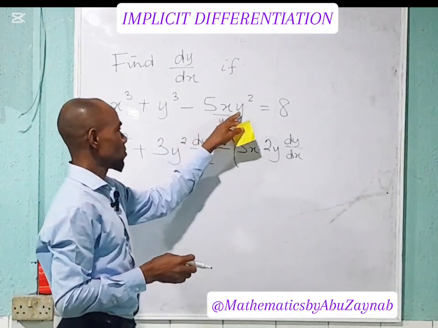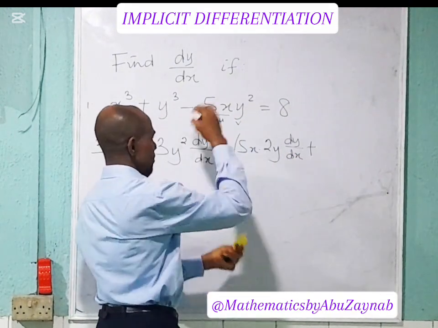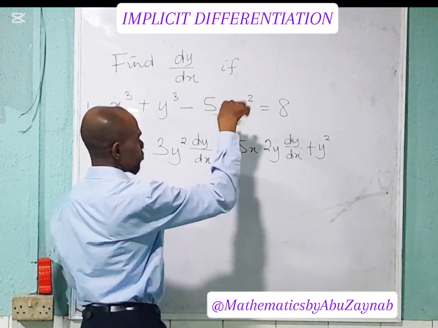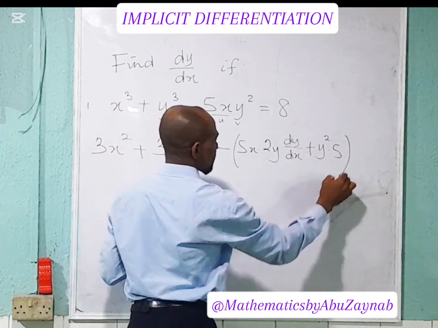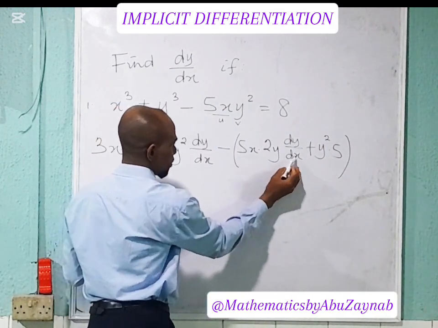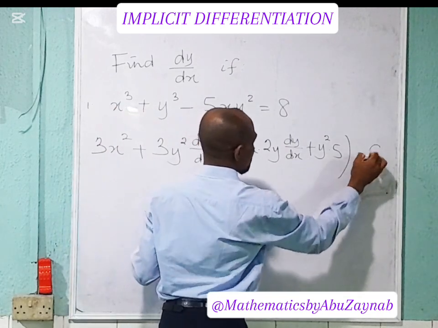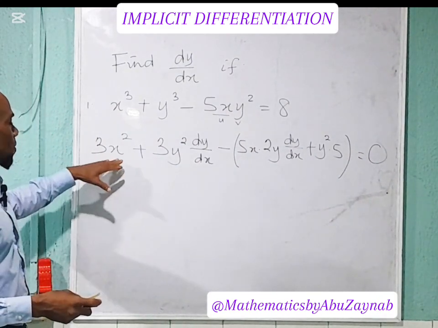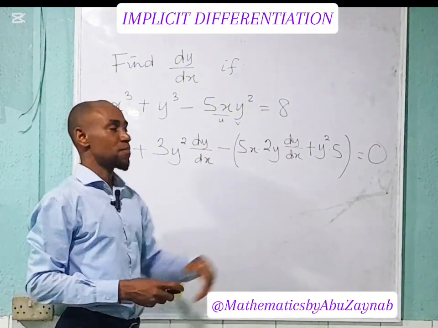This is u dv/dx. Then plus, this time around v is what? y squared. Differentiate u. We're going to have simply 5. Then we close the bracket. So we have here u dv/dx plus v du/dx, equals, differentiating 8, it is 0. So we have now 3x squared plus 3y squared dy/dx minus the content of the bracket.